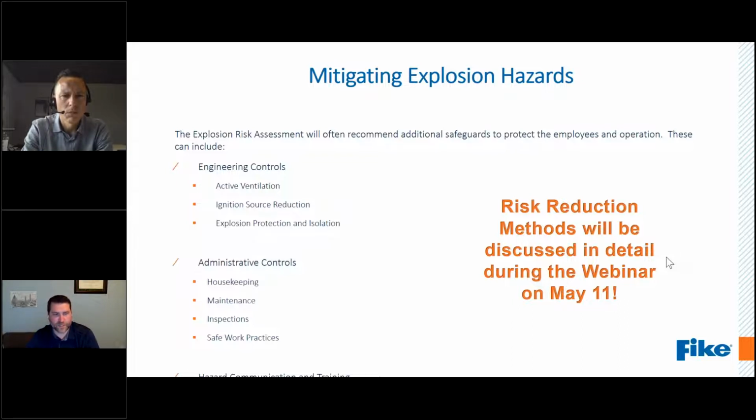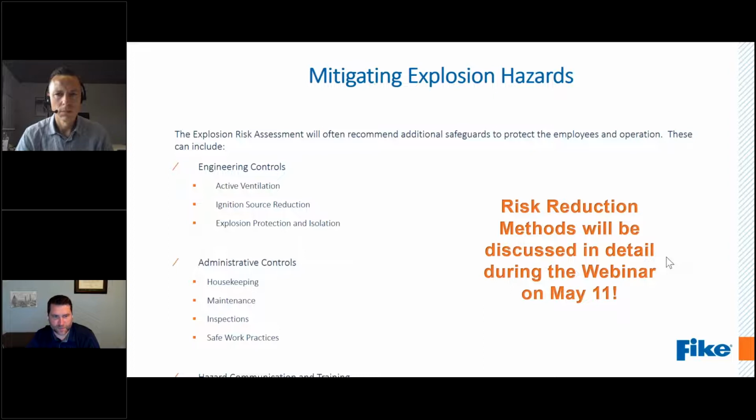Ignition source reduction, so that could be things like your grounding and bonding programs. It could be bearing monitors, vibration and temperature monitors, belt alignment, things to control some of those frictional or mechanical sparks.